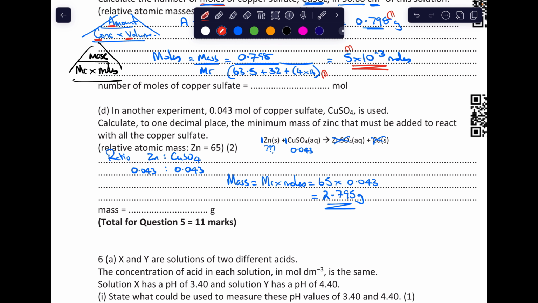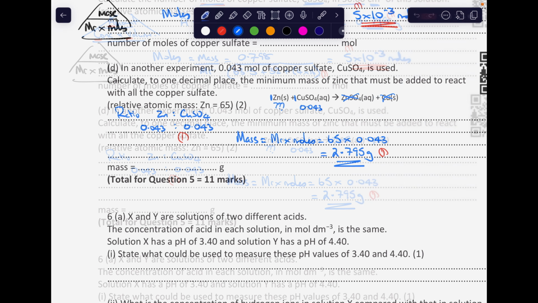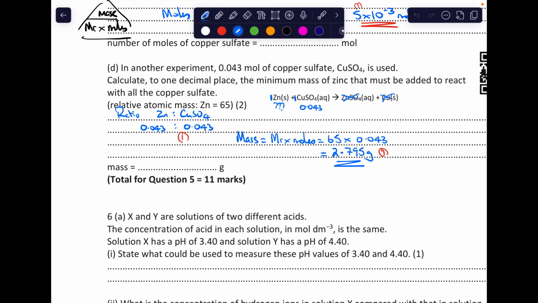Again, marks wise, 2 marks in there. They're going to give you 1 mark for getting that ratio correct, and then 1 mark for your final answer here. One other thing with this question is to check, because here it says give your answer to one decimal place. So we need to change this answer here to give a final answer of 2.8 grams, and that means it's to one decimal place.